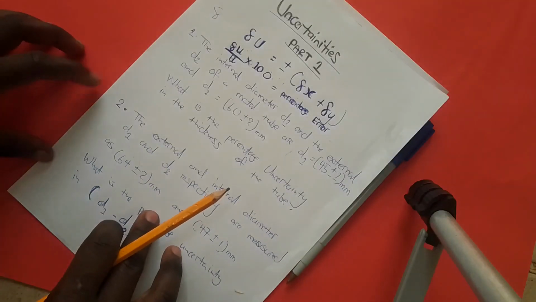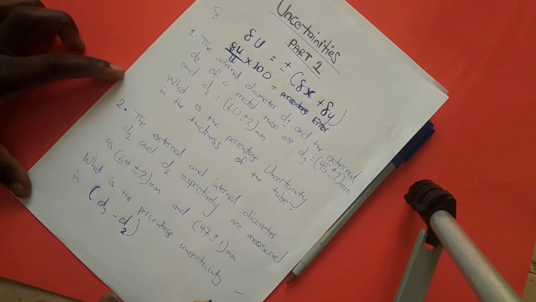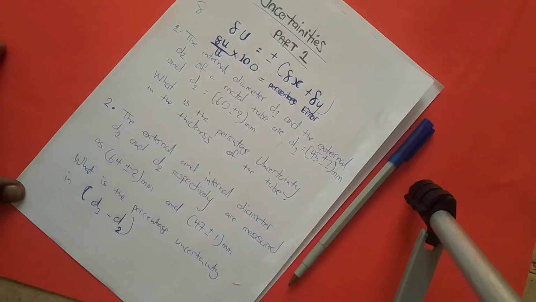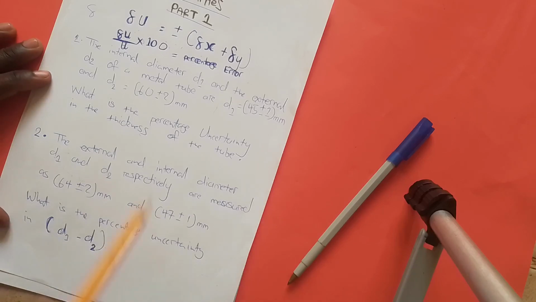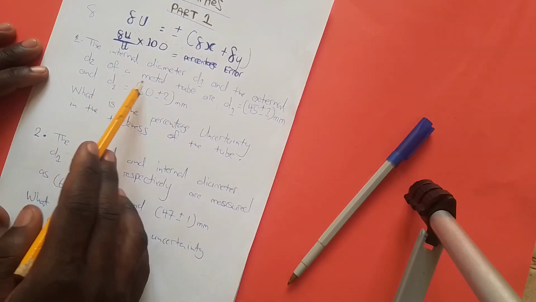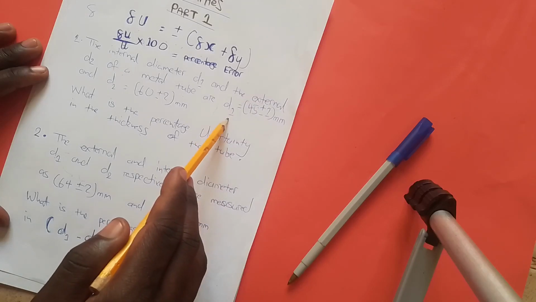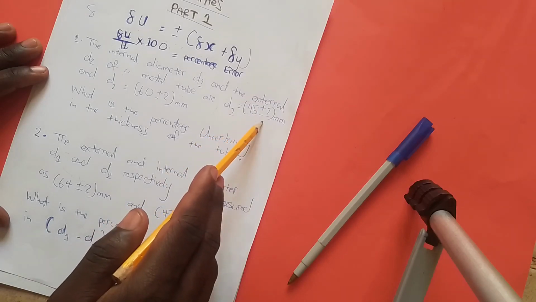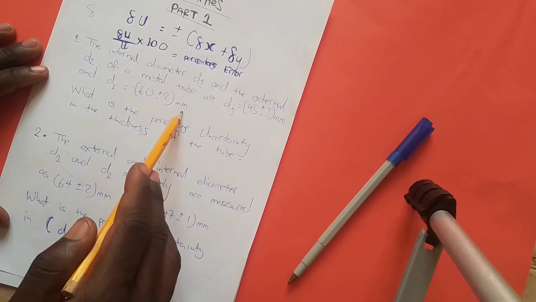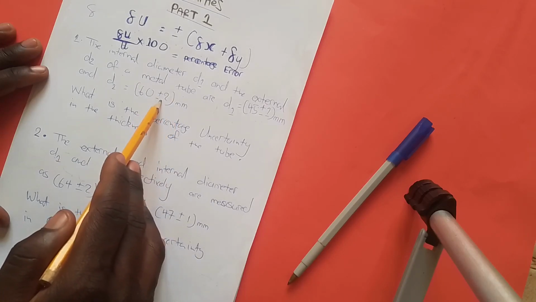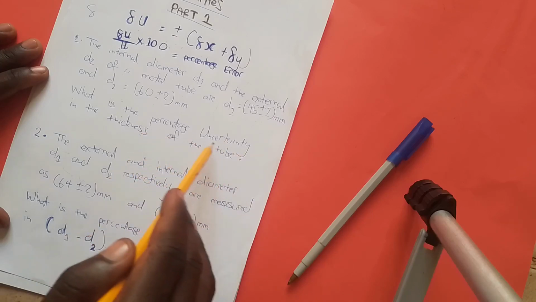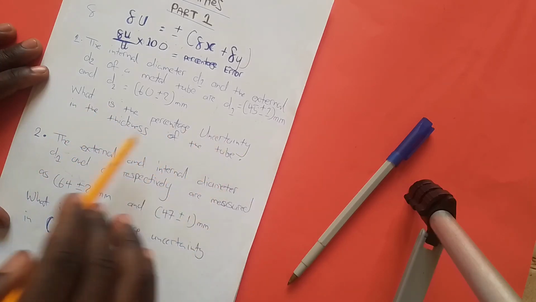I have two questions here, and if you're A-level, you know you've already done this. So let's go over question 1 and question 2, then we'll be done. Question one says the internal diameter d1 and the external diameter d2 of a metal tube are: d1 is 45 millimeters plus or minus 1 millimeter, and d2 is 60 millimeters plus or minus 2 millimeters. So plus or minus 2 millimeters is the uncertainty in d2, and plus or minus 1 millimeter is the uncertainty in d1. The question is, what is the percentage uncertainty in the thickness of the tube?